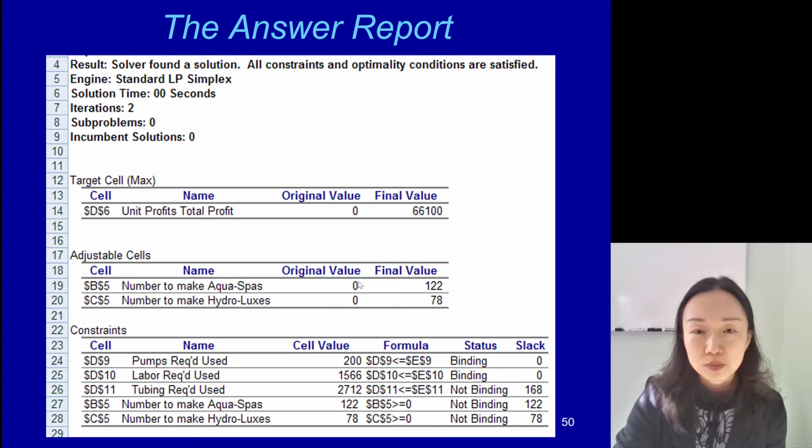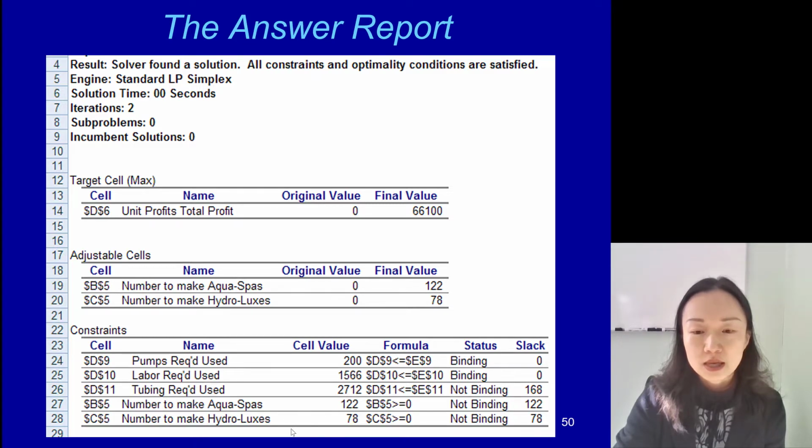Besides the sensitivity report, solver generates two other reports. One is the answer report, and the answer report has three tables too. So the first one, again, it's the same as the sensitivity report. It gives you the final value of your objective function. And then the second one, it gives you the final value of your decision variables. So you can see the original values are, when we started the model, they are 0. In some cases, they may be set at different values, but it will tell you what the final values, what the optimal values are.